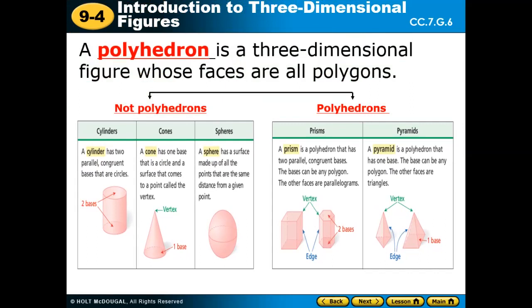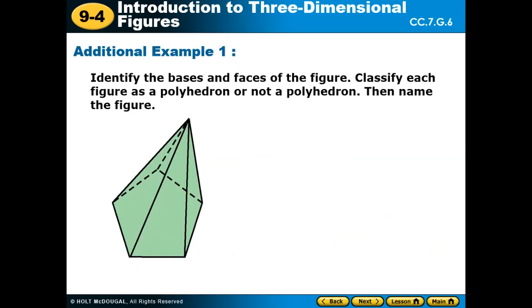If all faces are polygons, like prisms and pyramids, we can say these figures are polyhedrons. If not all faces are polygons, like in cylinders, cones, and spheres, we can say that they are not polyhedrons. Okay? Let's see example 1.